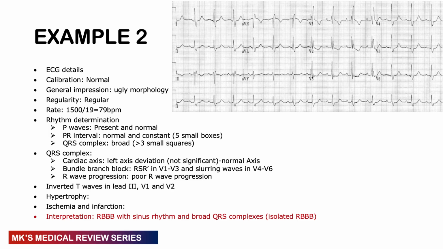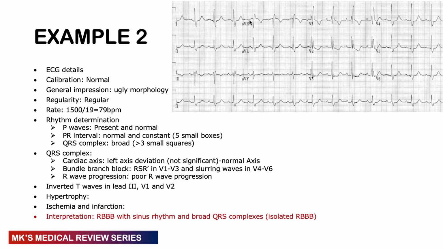We look at our cardiac axis. Lead 1 is facing upwards, lead 2 is facing upwards, lead AVF is facing somewhat downwards. So lead 1 and lead AVF are facing downwards, but lead 2 is facing upwards. So it's a left axis deviation, but it's not significant because lead 2 is facing upwards. So you can say that maybe this is a normal axis.